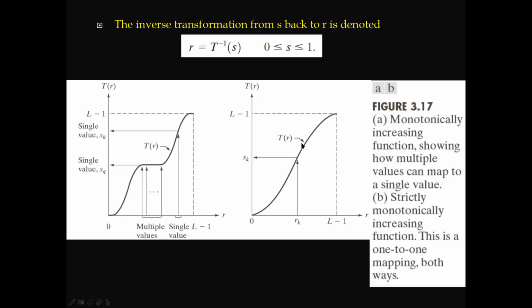The second transformation curve is T of r, and it is a strictly monotonically increasing function. There is a one-to-one correspondence. r_k is mapped into s_k, and L minus 1 is mapped into L minus 1 only. So the inverse transform from s back to r is possible. So r equals T inverse of s.